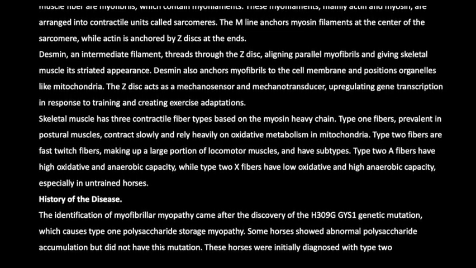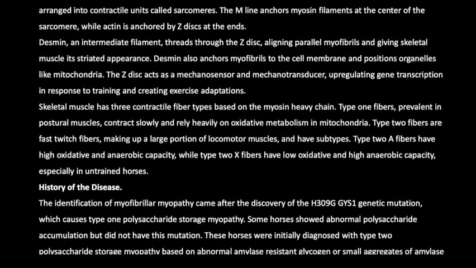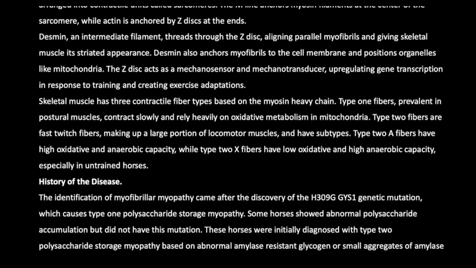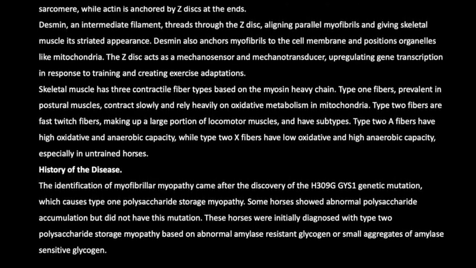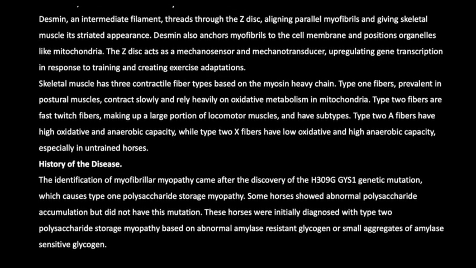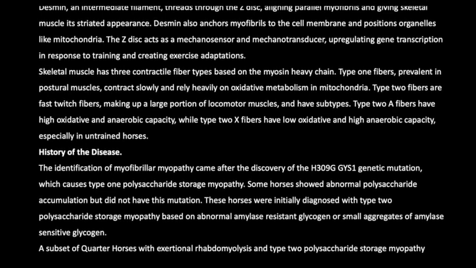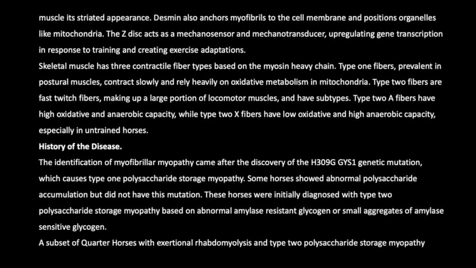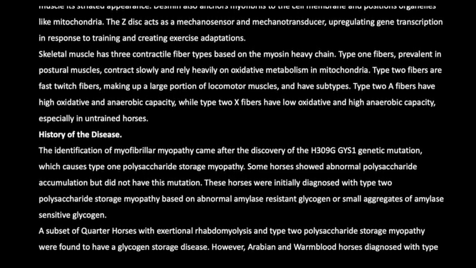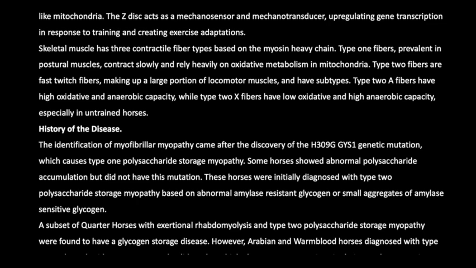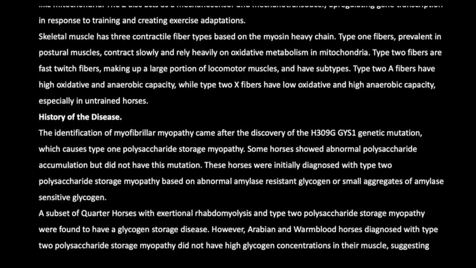Skeletal muscle has 3 contractile fiber types based on a myosin heavy chain. Type 1 fibers, prevalent in postural muscles, contract slowly and rely heavily on oxidative metabolism in mitochondria. Type 2 fibers are fast twitch fibers, making up a large portion of locomotor muscles, and have subtypes. Type 2A fibers have high oxidative and anaerobic capacity, while Type 2X fibers have low oxidative and high anaerobic capacity, especially in untrained horses.